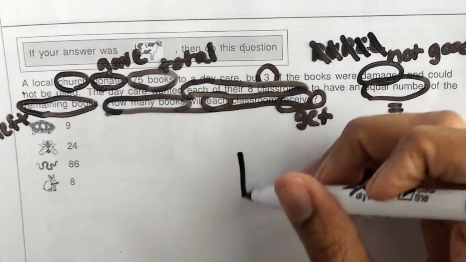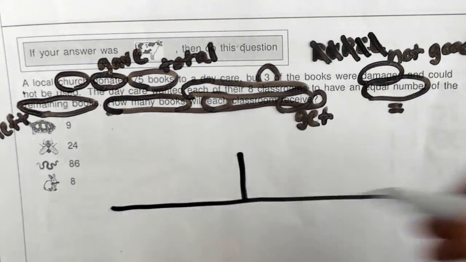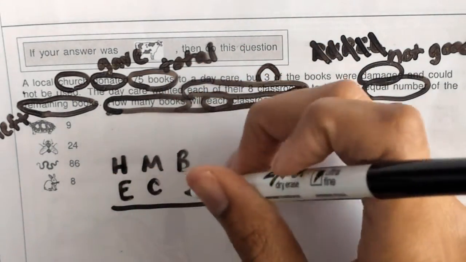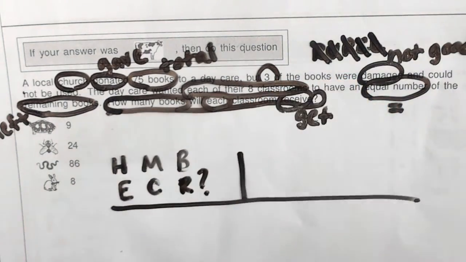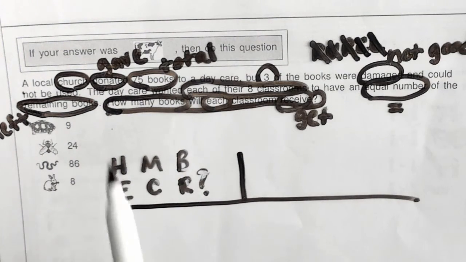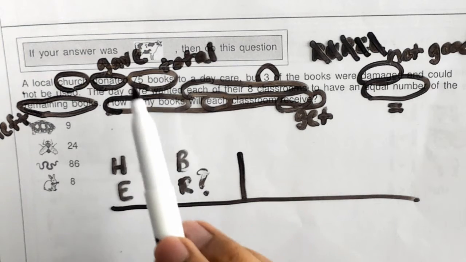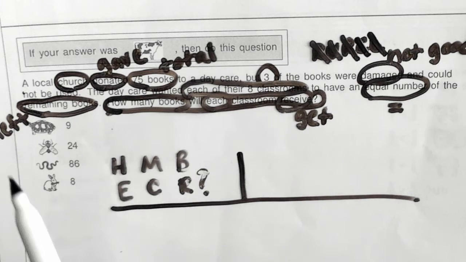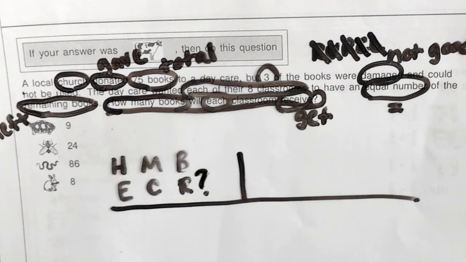So what should I do first? I should do the main idea. My main idea is going to say, how many books will each classroom receive? My next question is going to be, what do I know? Well, I know that this problem is about a church who gave some books away. They gave away 75 books, and then 3 of them were not good. And then from the books that were left, they wanted 8 classrooms to have the same number. So I know that's a lot of information, and that's just because this is a 2-step problem. So we're going to be drawing 2 pictures here.